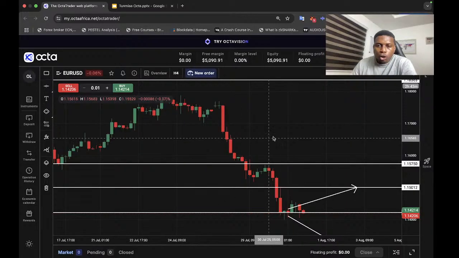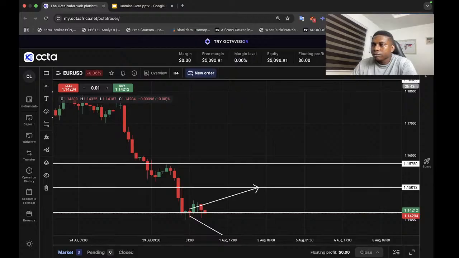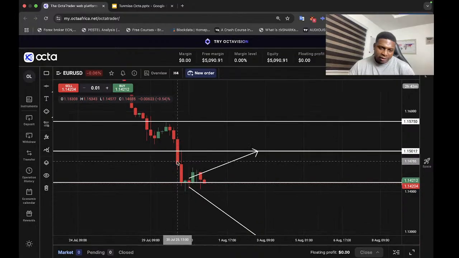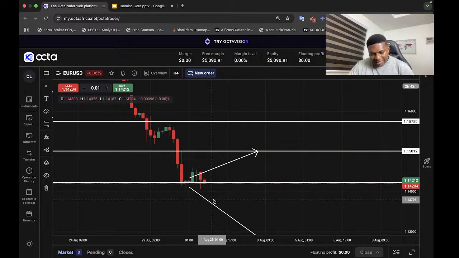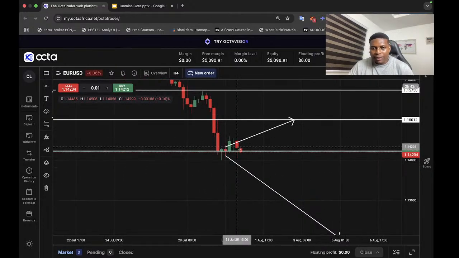Absolutely. So when you look at this, can you hear me? Okay, good. When you look at this, you will discover that price has been rallying at this level. Now this is giving us an indication that after this rally there will be a continuous fall in price.